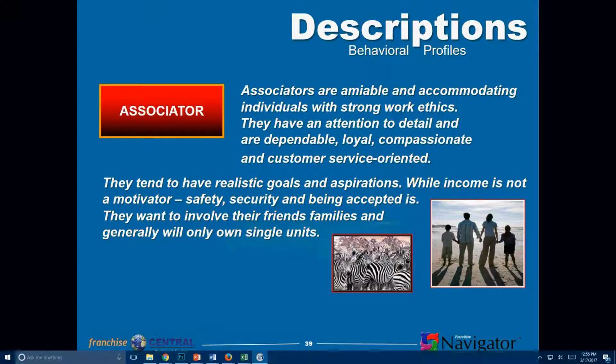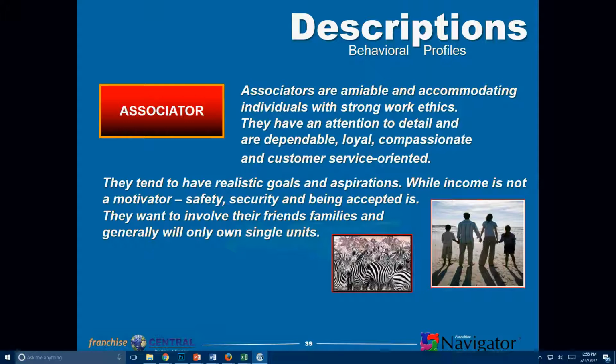Now, let's go back to risk, because one thing that I will talk about a great deal is risk factors. The accomplisher is medium to high risk. The influencer is high risk. There's nothing moderate about them at all. The associator is mid to low risk. They don't want to put all the cards on the table. And what's interesting to them, income is not a motivator. Safety, security, and being accepted or being a part of something is. So the influencer, it's all about income. For the associator, it's all about safety and security.